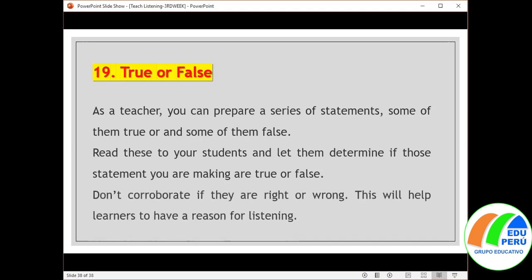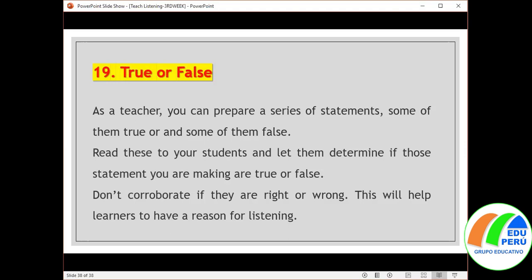Don't corroborate if they are right or wrong. This will help learners to have a reason for listening. So you don't have to tell them, yes, this is true. No, this is false. They have to listen and check their answers. If they say true, yes, it's true. Oh, no, I said it's false, but it's true. So they have a reason, a purpose for listening to check their own answers, right? So this is a pre-listening activity, okay?